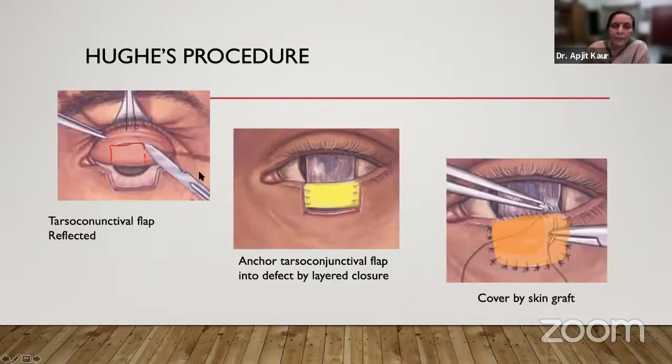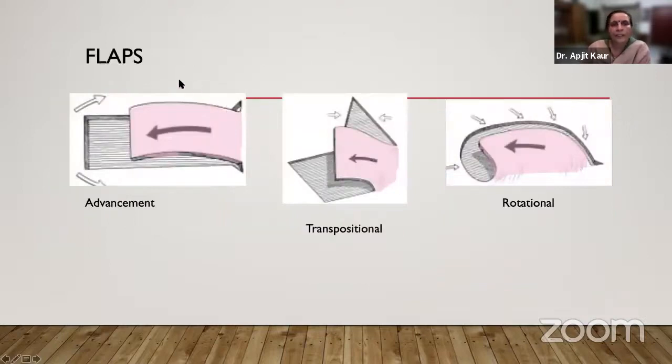The next common flap is the Hughes flap. Now, what do you do here? In the upper lid, you evert it on a Desmarres retractor, pull out a tarsoconjunctival flap, fix it into the lower lid, and then cover this with a skin flap, skin graft. Now, these are what are called as flaps. They are based on an artery and then you just pull the tissue. So you can either have an advancement flap, which is a direct pull, or you have a transpositional flap, or you have a rotation flap.